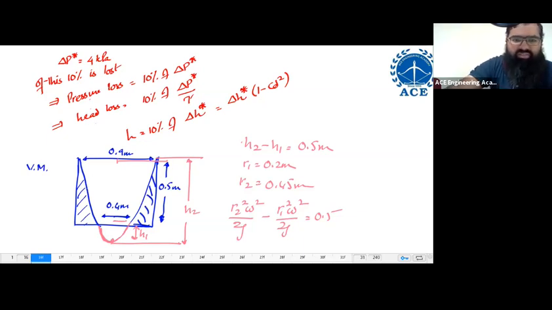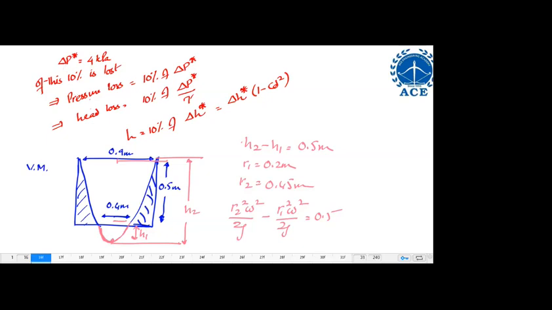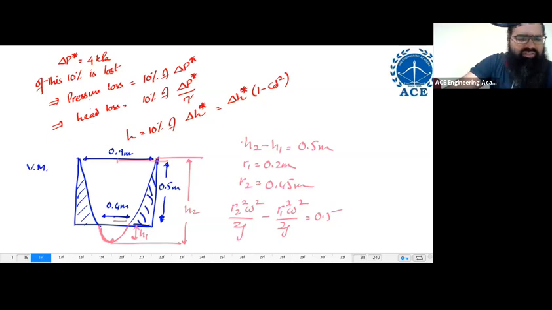Very simple, only direct formula questions he'll be asking from there. If he asks numericals, those numericals will take at least 10-15 minutes to solve. That much is not possible. Only formulas he'll ask.